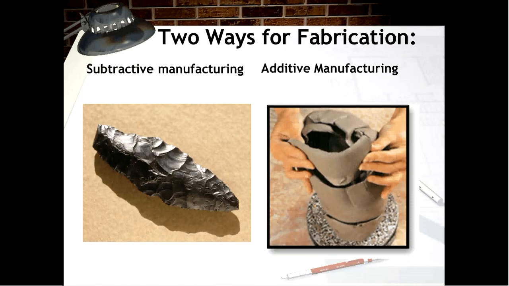There are two ways of manufacturing, that is fabrication: subtractive and additive. Most of the time we are using subtractive manufacturing. In subtractive manufacturing, we are removing parts each time. And in additive, we are adding parts. There are two types of manufacturing: subtractive and additive.